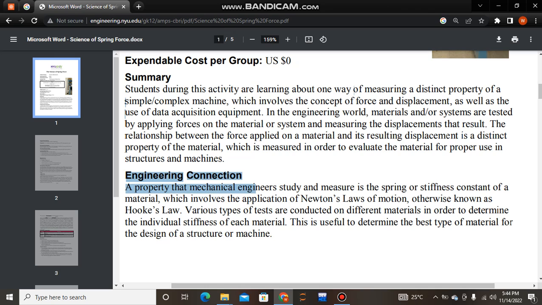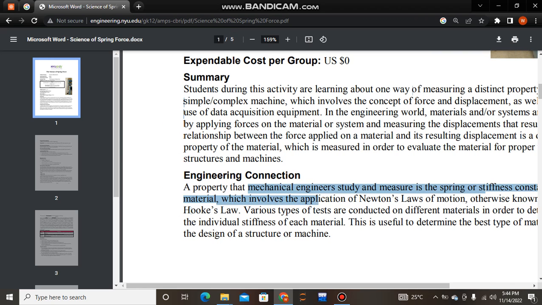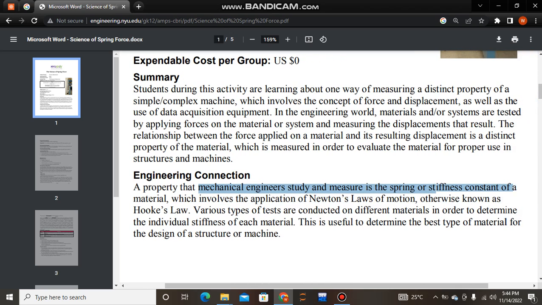Engineering connections: the property that mechanical engineers study and measure is the spring or stiffness constant of a material, which involves the application of Newton's law of motion, otherwise known as Hooke's law.